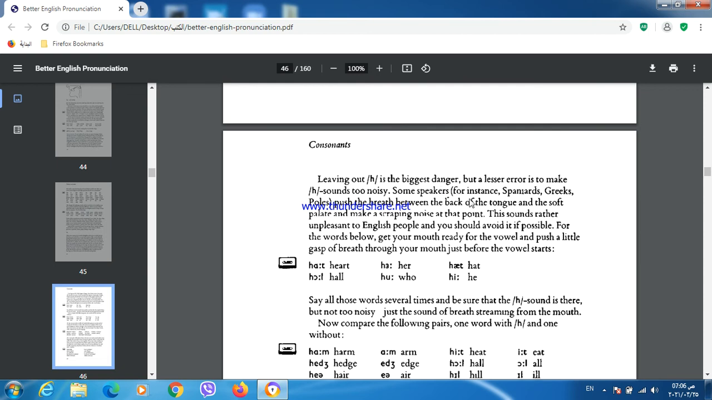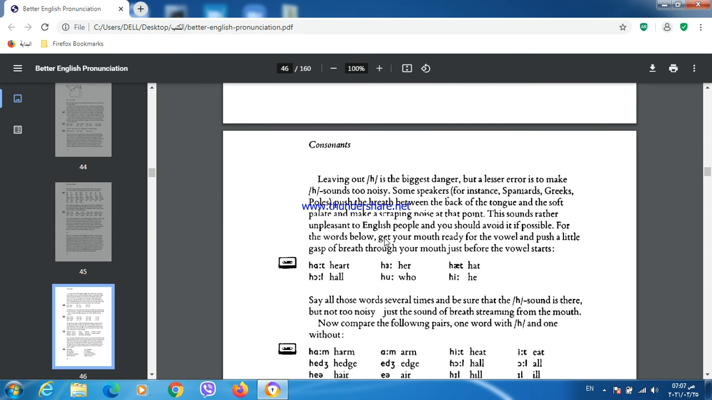Some speakers, for instance Spaniards, Greeks and Poles, push the breath between the back of the tongue and the soft palate and make a scrubbing noise at that point. They produce the h sound exactly in the area between the back of the tongue and the gum, and produce a sound like h h h h at the back of the mouth, and this is of course a wrong pronunciation. This sound is rather unpleasant to English people. You should avoid it if possible.